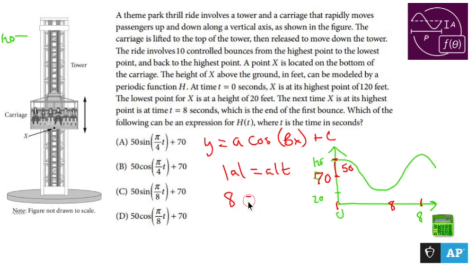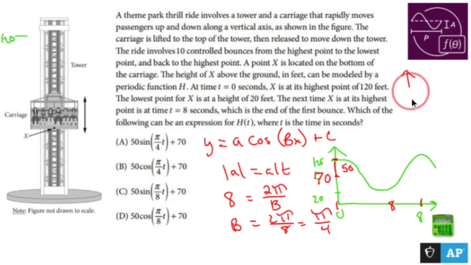The period is 2 pi over b. Now multiply both sides by b, divide both sides by 8, and then I would get b is equal to 2 pi over 8, which simplifies to pi over 4. Okay, so I have an A, I have a B. I used cosine. Why did I use cosine? Because cosine, when graphed normally, starts out at its peak and then goes like this. So this is a cosine function.